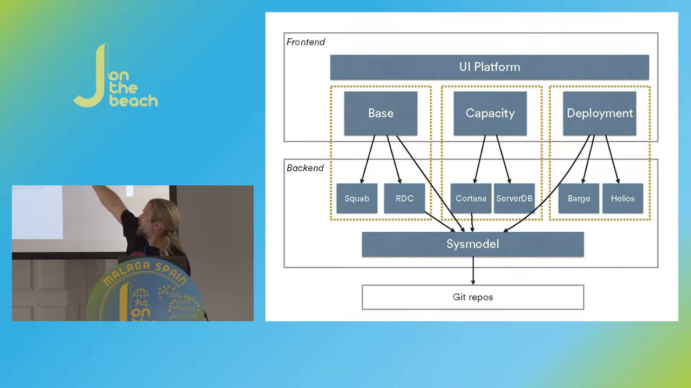And then these orange dotted lines indicate other teams' ownership, I should say. So the capacity tab that you almost saw is owned by another squad, and they deploy their code into System Z, the front-end stuff. It's AngularJS modules. And the same for the deployment tab. The capacity tab will talk to different backend services that this team is using, and the deployment tab will talk to some backend services that these guys are using. And we have our own.